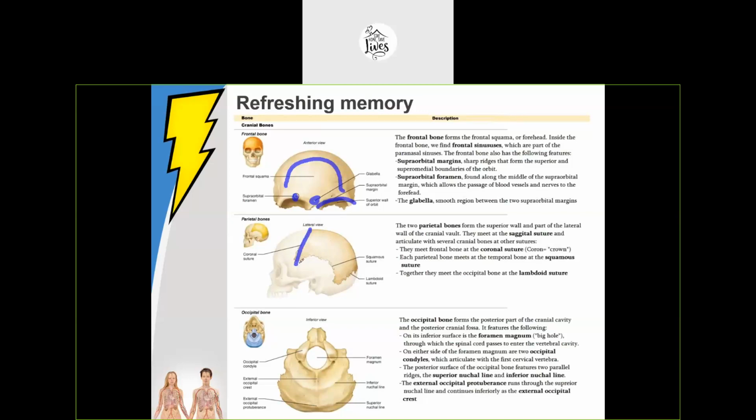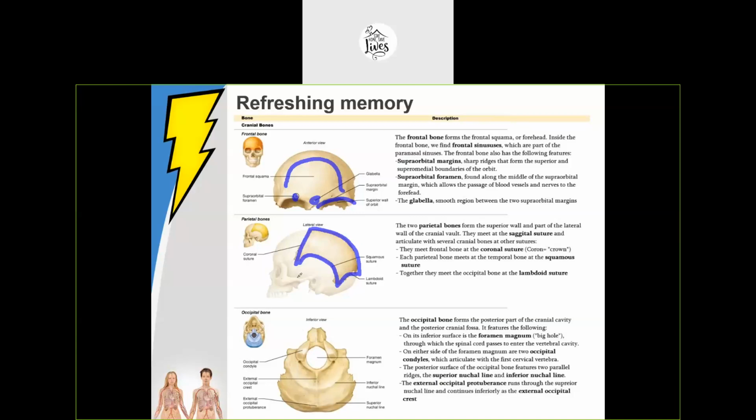Inferiorly, it is joined to the temporal bone by the squamous suture, and posteriorly, it is joined to the occipital bone by the lambdoid suture. The right and left parietal bones are connected to each other by the sagittal suture. The parietal bone does not have any specific bone markings to be mentioned. As for the occipital bone, it forms the most posterior part of the cranial cavity as well as the cranial fossa.